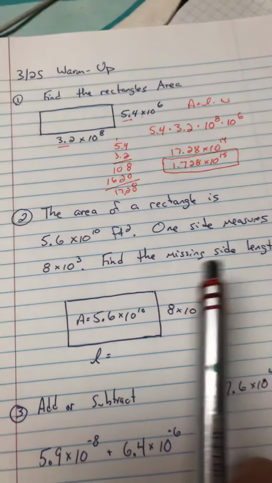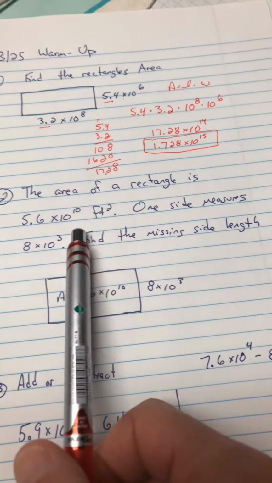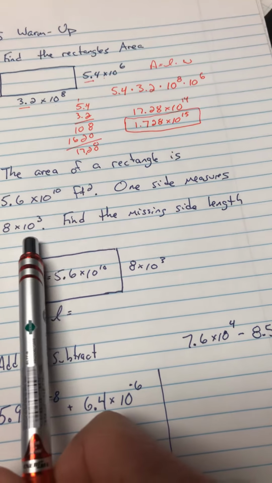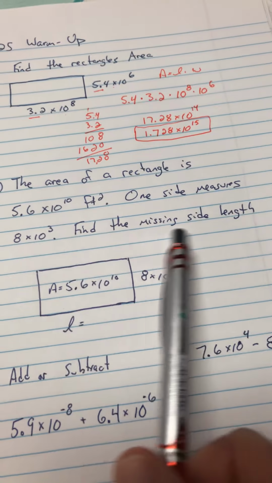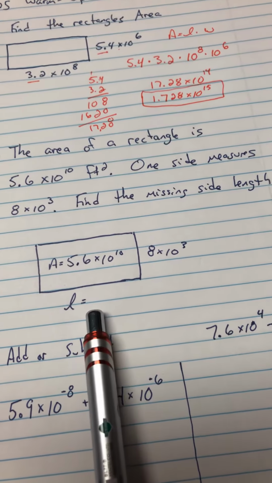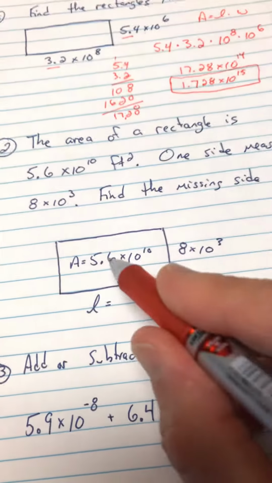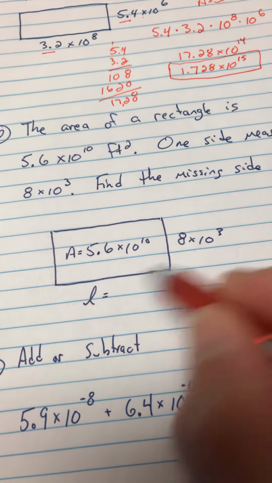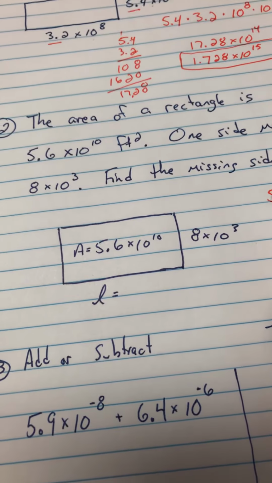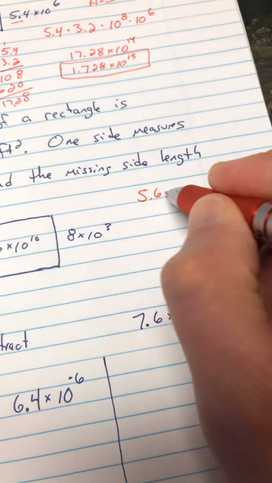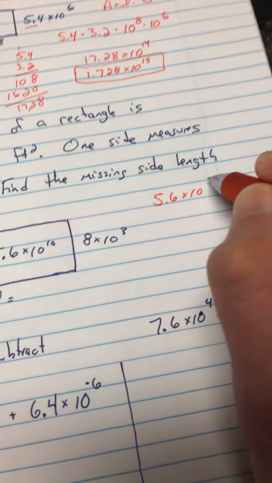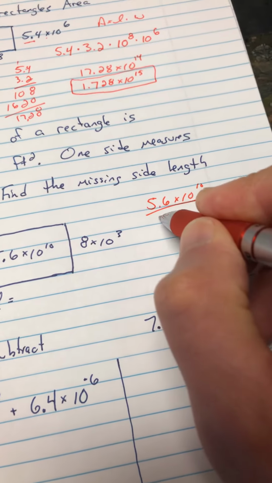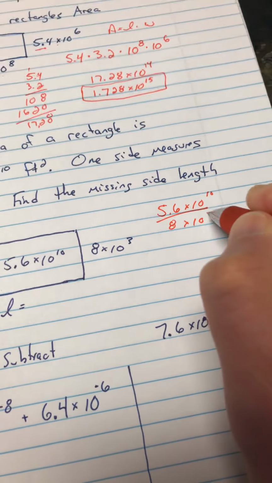Okay, now second problem, the area of the rectangle is given. One side measures 8 times 10 to the third. Find the missing side length. All right, so now we got to divide, right? So if I take my area, divide it by this guy here, it's going to get me the missing side. So it's 5.6 times 10 to the 10th divided by 8 times 10 to the third.